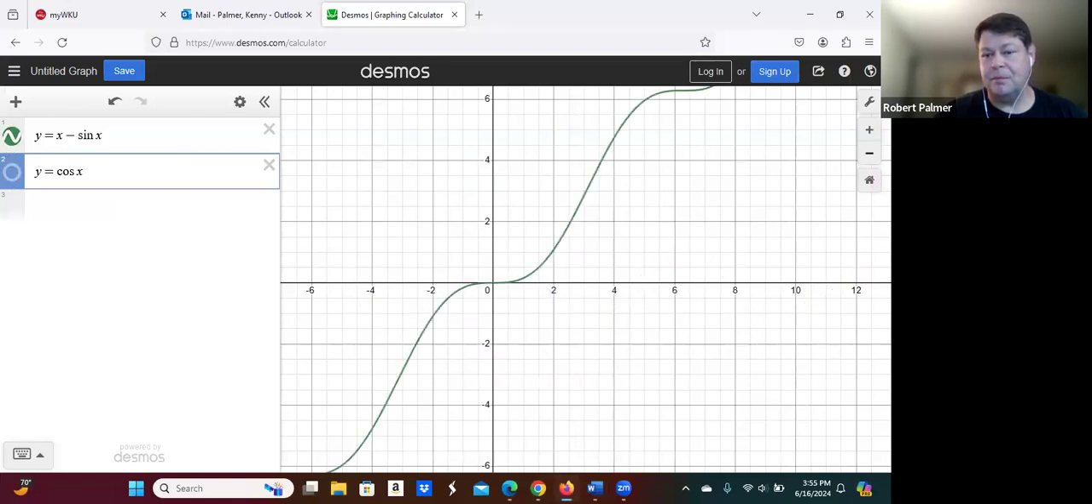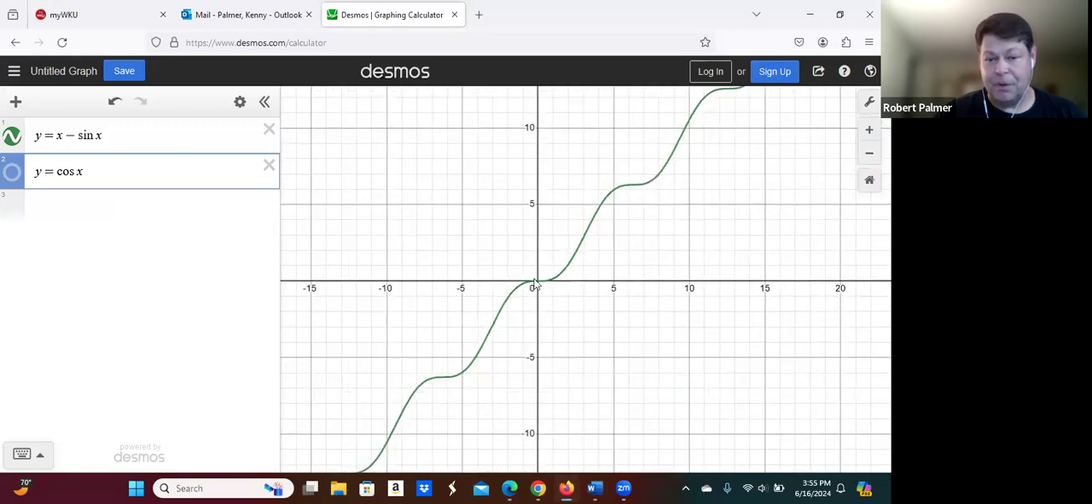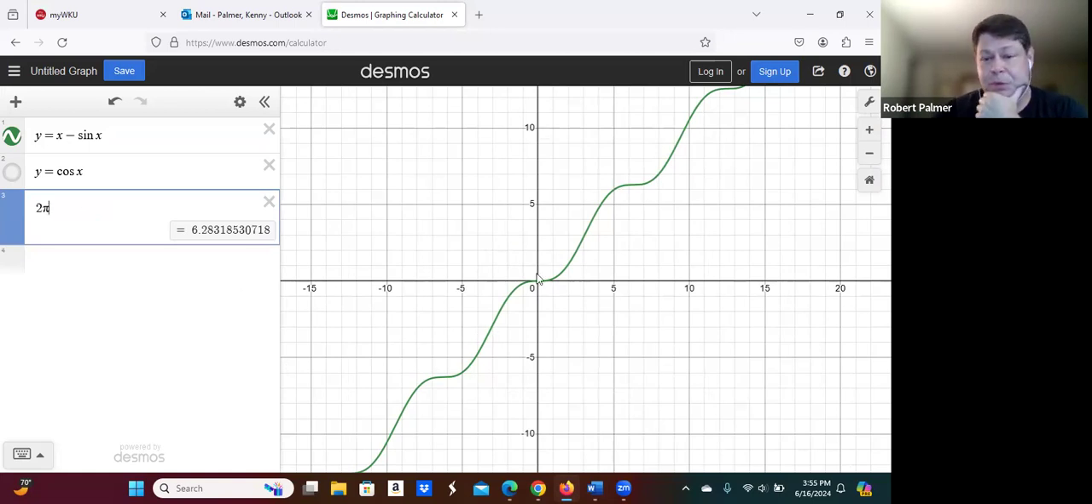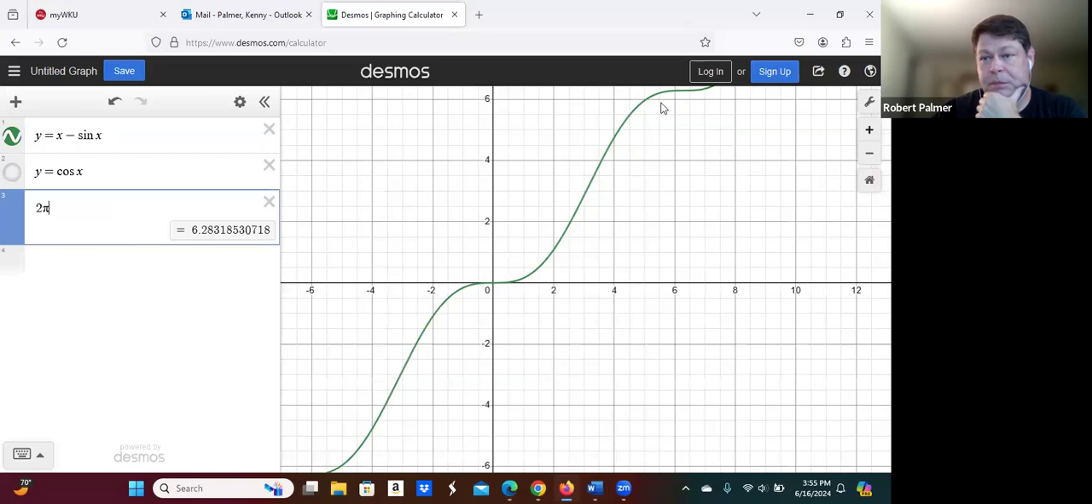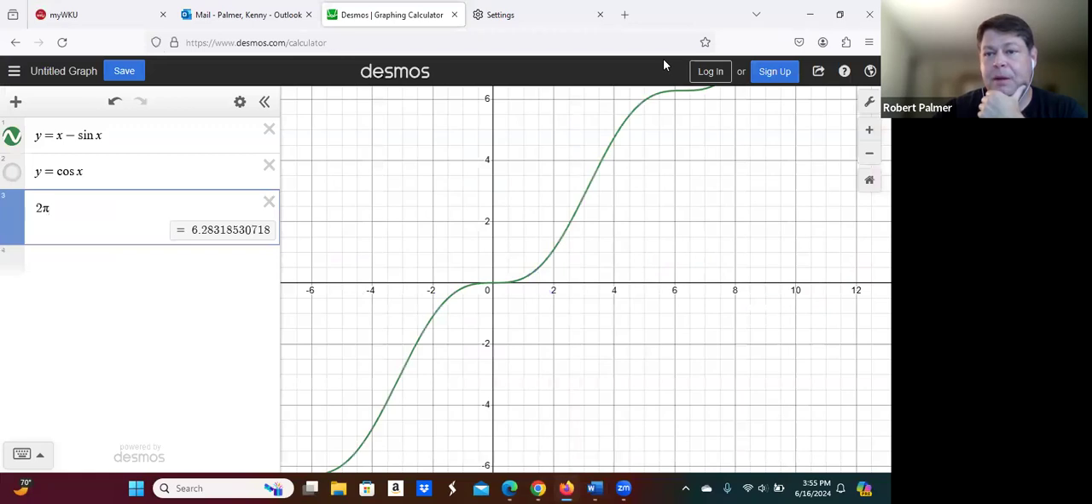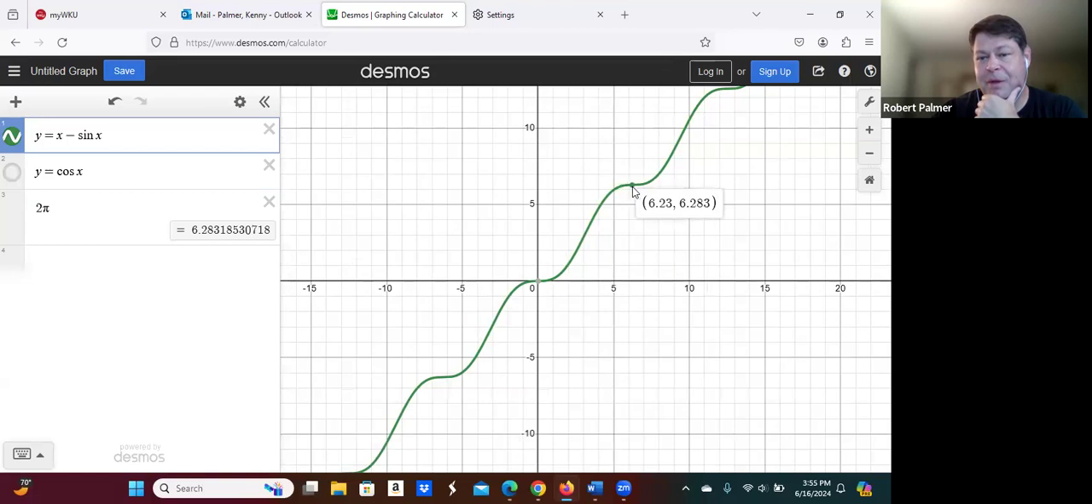Zoom out a bit again. Let's look at a couple of these. Of course, 0, that's true. All right, well, what if we do 2 pi? With Desmos, a nice thing is you just type in the letters pi and it gives you pi, about 6.28. Is that true? Okay, hang on. There we go, we're back. Is that true right here? So about 6.2. I need to zoom out a bit. Okay, we see where it's about flat right there. About 6.28. That looks about right.